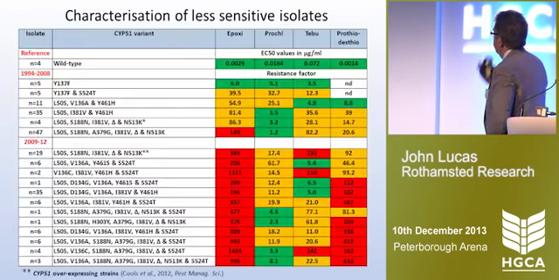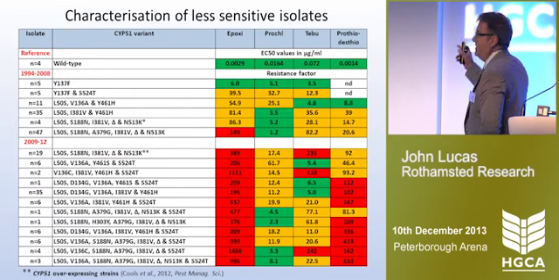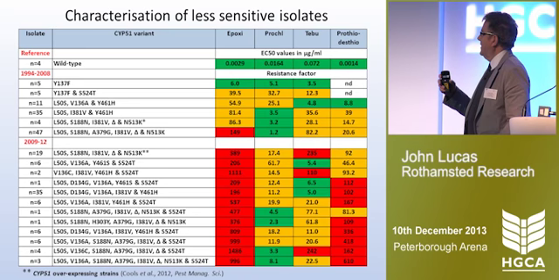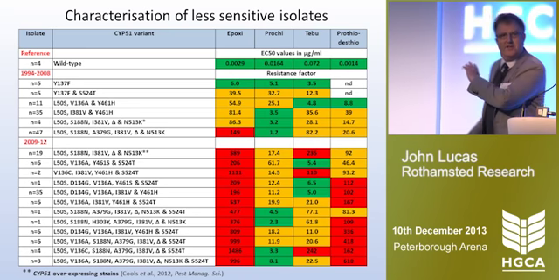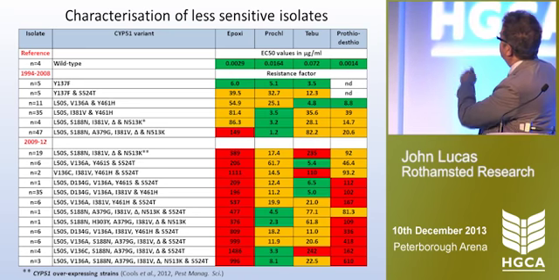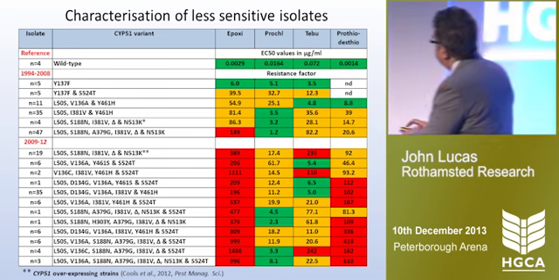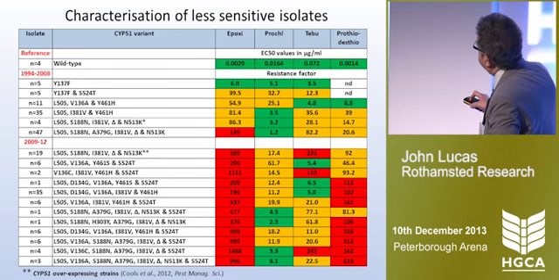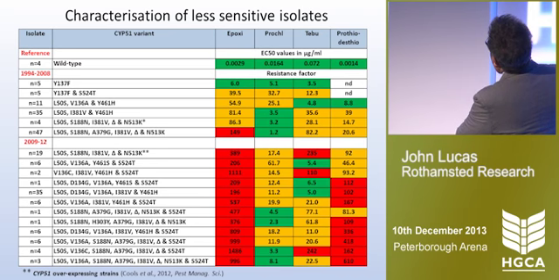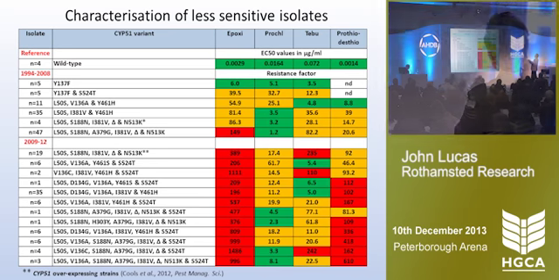Now, the end result of all this is, Jonathan did me a big favour earlier by showing his slopes. This is the slope illustrated in a different way, because here we have a chronology of isolates. This is a sensitive wild type, and at the top here we've got epoxiconazole, prochloraz, tebuconazole, prothioconazole.